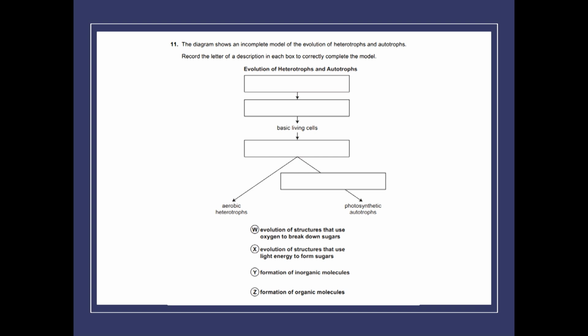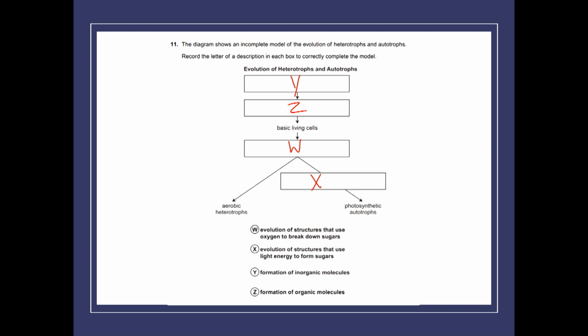Okay, here's the last question. This says, the diagram shows an incomplete model of the evolution of heterotrophs and autotrophs. Record the letter of a description in each box to correctly complete the model. Okay, so for this one, here's the order that I like. I think we should go Y, Z, W, X, and let's just read over those to make sure that that's all making sense.